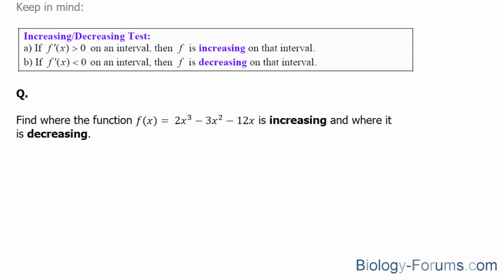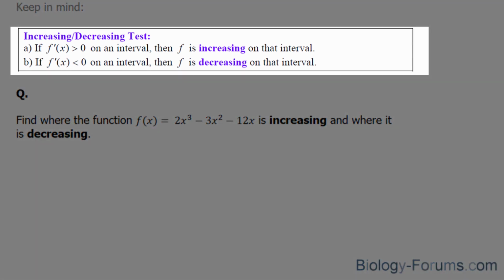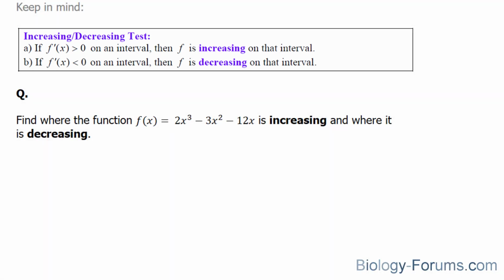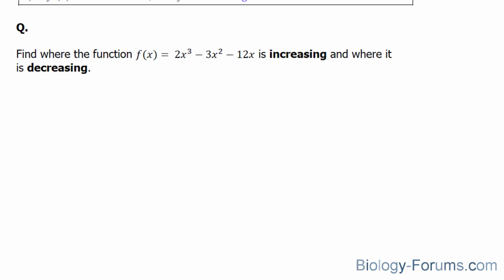This test tells us that if f prime of x is greater than 0 on an interval, then f is increasing on that interval. Similarly, if f prime is less than 0 on an interval, then that function is decreasing on that interval. Let me show you what I mean with this question. This question will also be used in part 2.